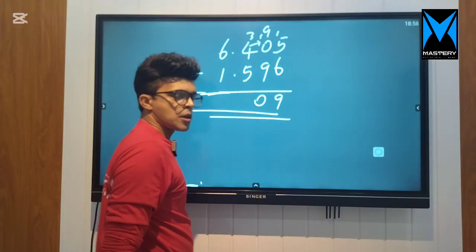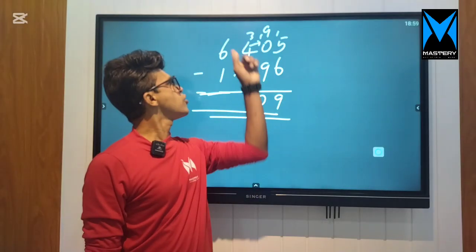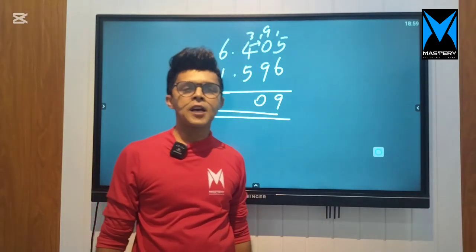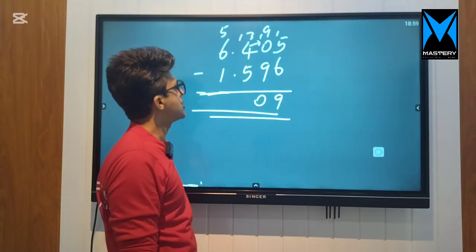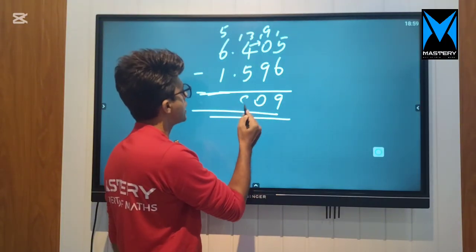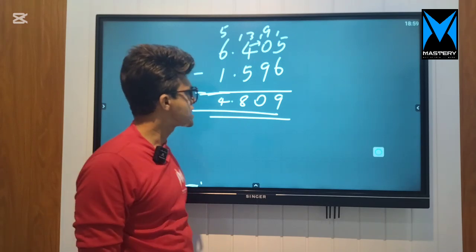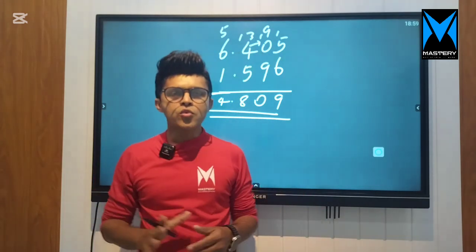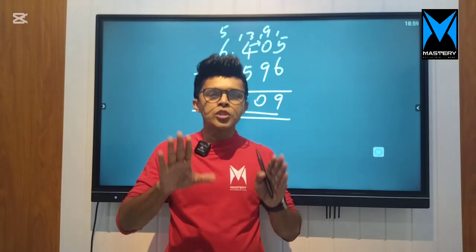You know, it's unable to subtract 5 from this 3. Therefore, you need to borrow 1 from this 6. Then this 6 becomes 5. You know that this 3 becomes 13. 13 minus 5 is 8. Then here 5, 5 minus 1 is 4. So 4.809.